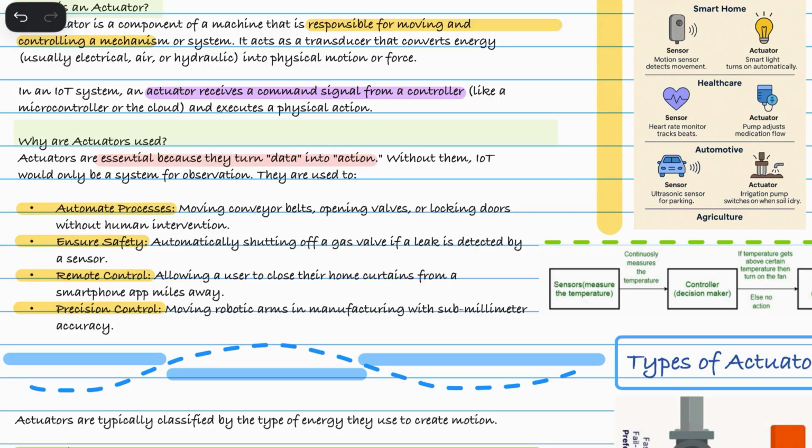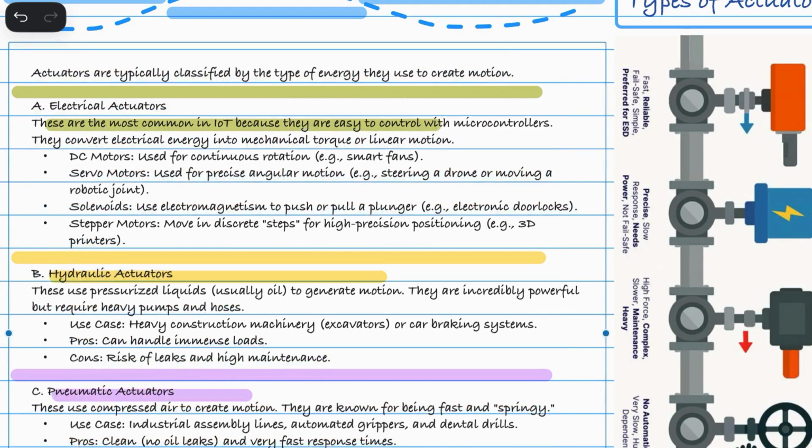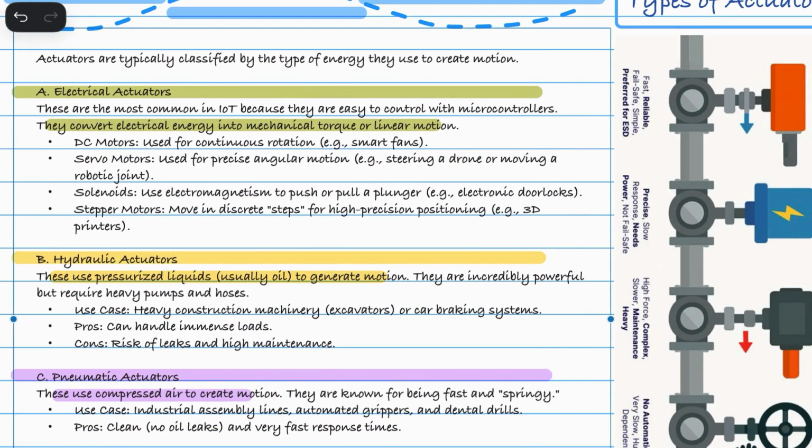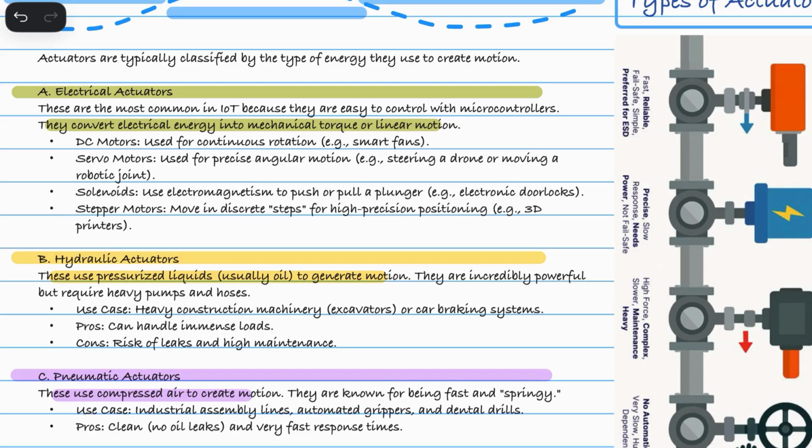It also provides remote control. They allow you to open your house windows or unlock a door for a delivery driver from thousands of miles away via a smartphone app, right? And it also provides precision control, like moving robotic arms with sub-millimeter accuracy as well. All right, next we'll talk about the types of actuators. There are various types of actuators which are used in IoT. So let's talk about the main 4 types of actuators, right?